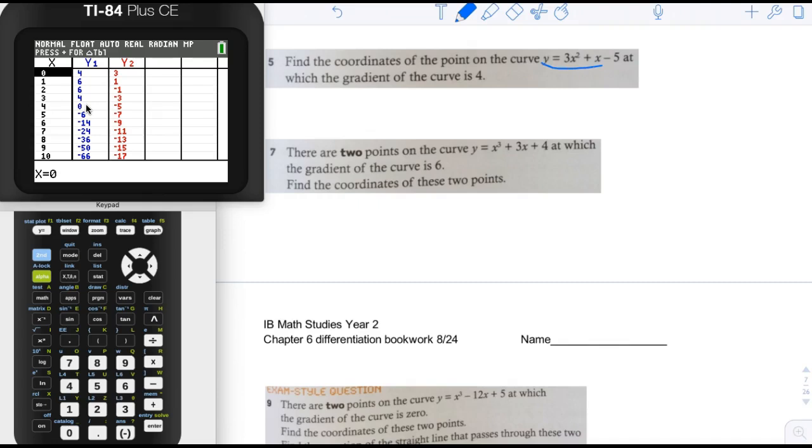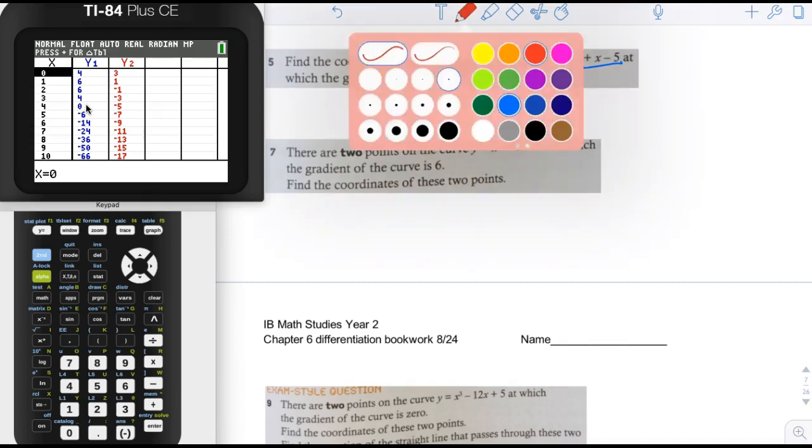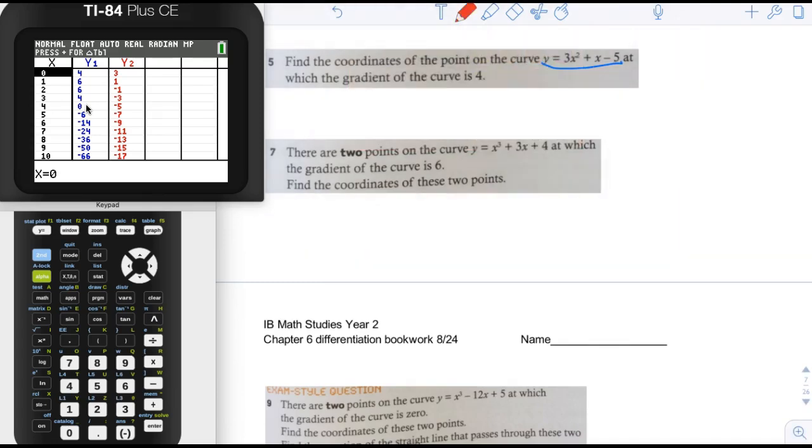They're giving you the blue curve and you want to find the red curve. The red curve corresponds to the gradients or the slopes of the blue function. So it says find the coordinates of the point on the curve, which the gradient of the curve is 4. So first we're going to find the derivative function, which is a red function, right? 6x plus 1, and then the derivative of -5 is 0. So the derivative of 3x squared plus x is 6x plus 1, right?